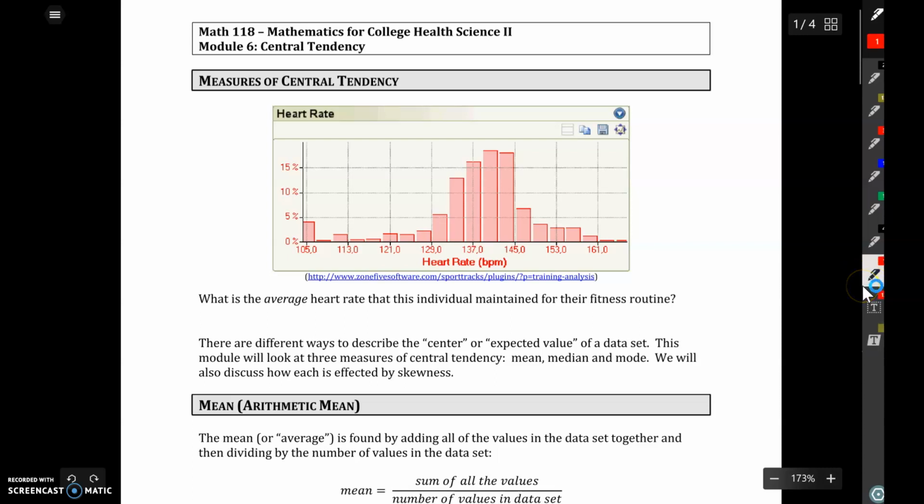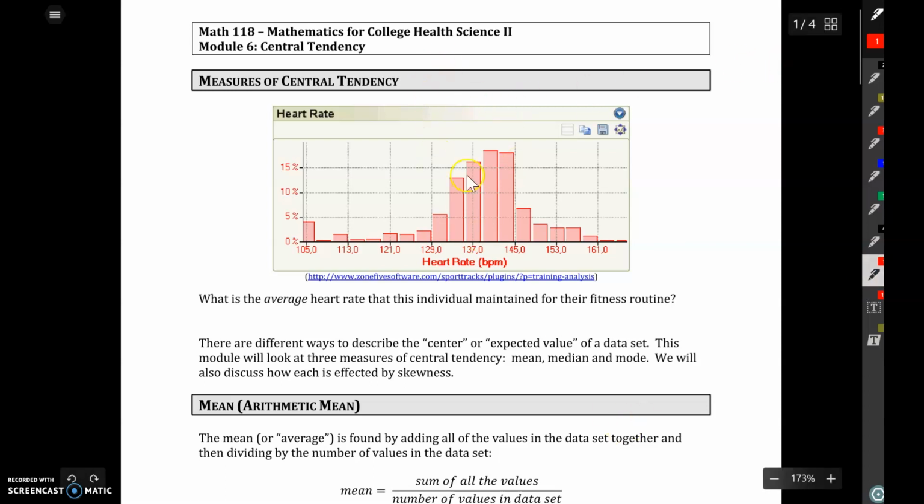This module is going to introduce our first three statistical measures, mean, median, and mode, which are used for finding the middle or expected value for a data set. We'll also talk about how to choose which of the three measures is most appropriate for a given data set.